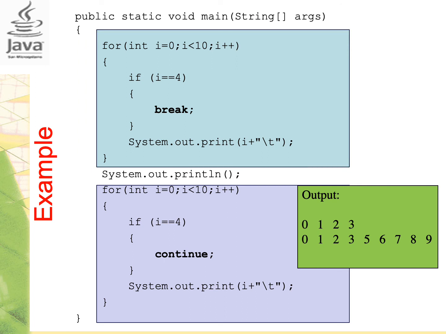In the second code, however, when i is equal to 4, it finds continue. So it skips only that round and continues with the next increment. This means it only skips 4, but then continues with other values until the for condition becomes false, which is i less than 10. So the output is 0, 1, 2, 3, 5, 6, 7, 8, and 9.